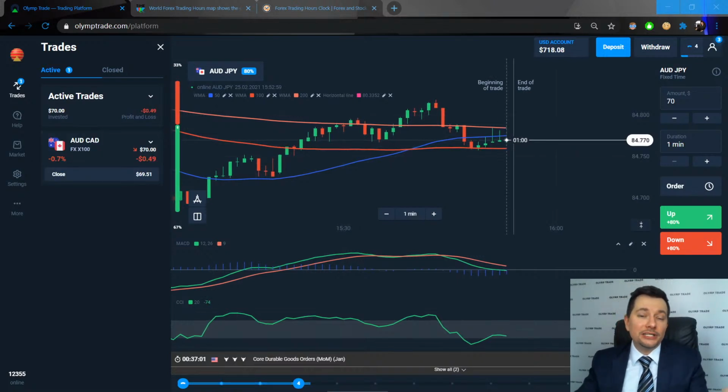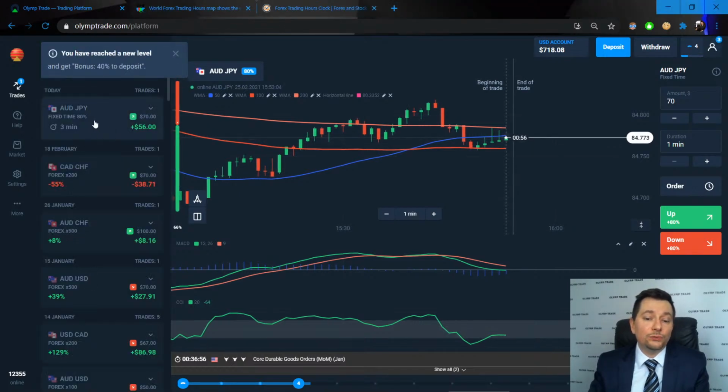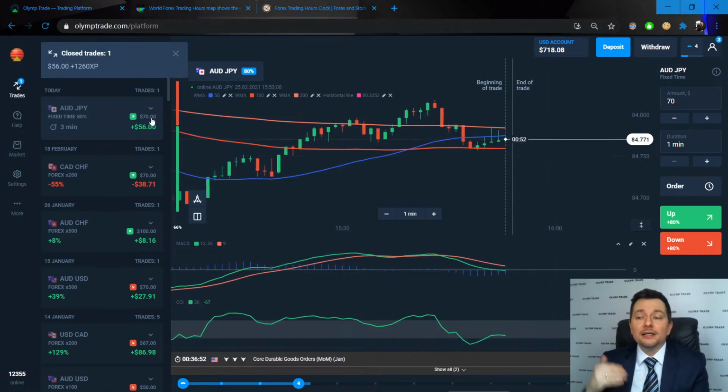So congratulations to any of you guys that opened up a trade with me. The trade went through. 56 was our win for this trade. So good job, you guys.